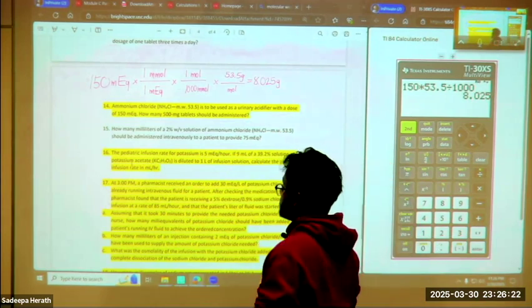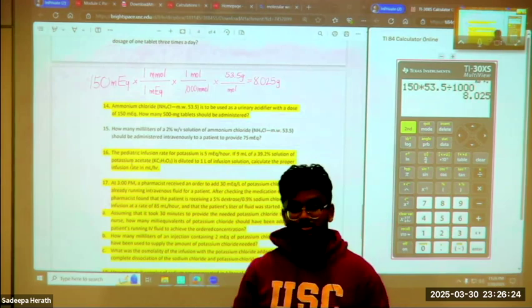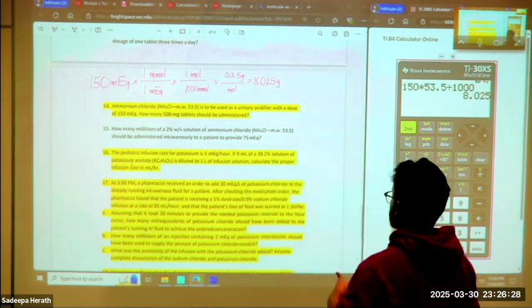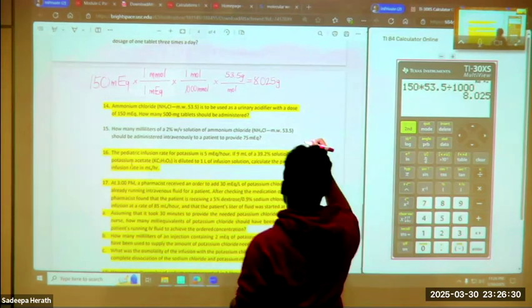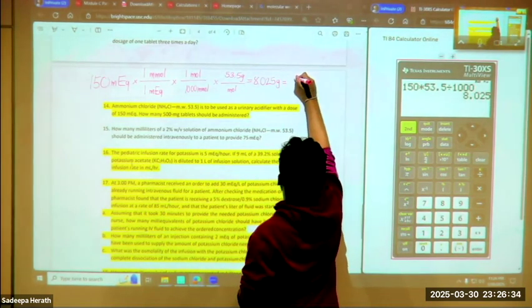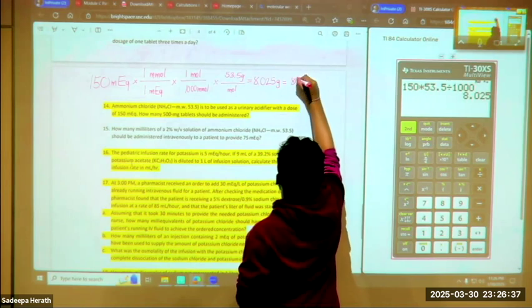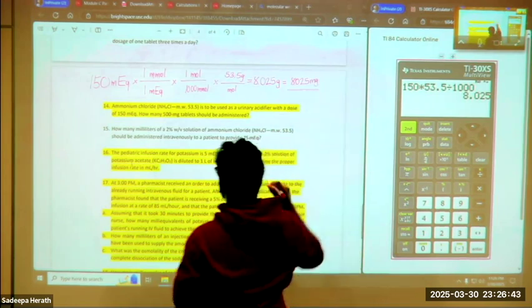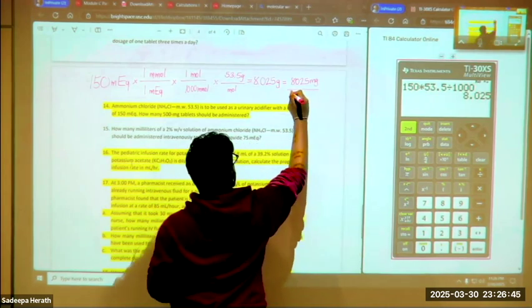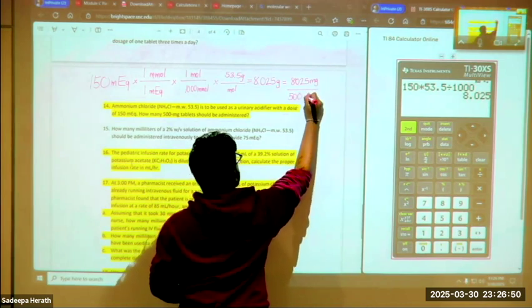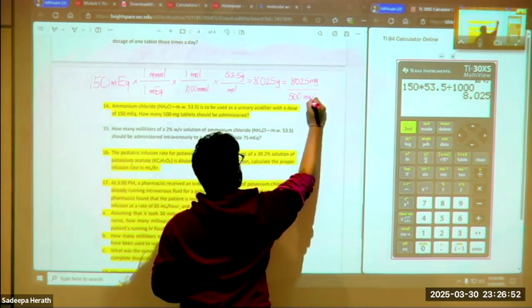We need to divide these into tablets, each one being 500 milligrams. So this is in grams, first of all. Multiply this by 1,000. This equals 8,025 milligrams divided by 500 milligrams per tab.